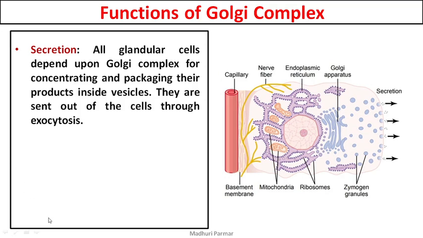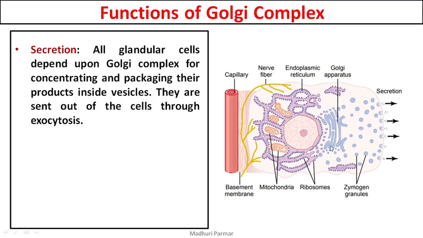So as you can see here, let us take this as a pancreatic cell. In the pancreatic cell you have this rough endoplasmic reticulum, which is synthesizing, let us say, chymotrypsinogen and trypsinogen and procarboxypeptidase and other enzymes, a lot of enzymes. These enzymes will be transported through transport vesicles. They will enter the Golgi apparatus.